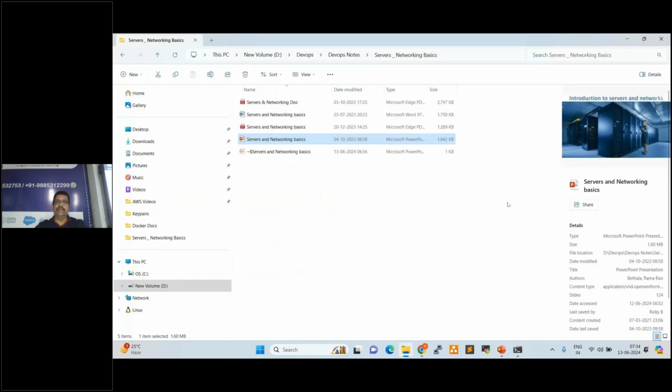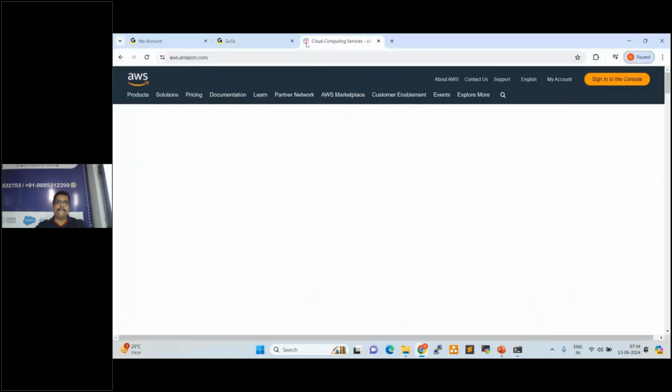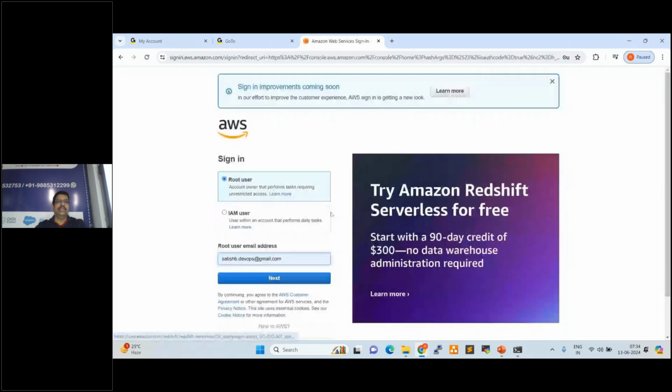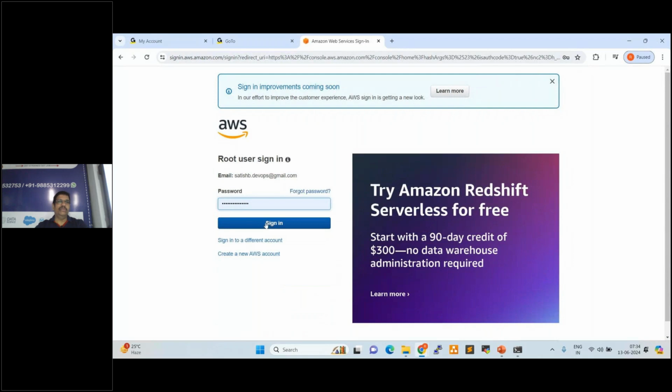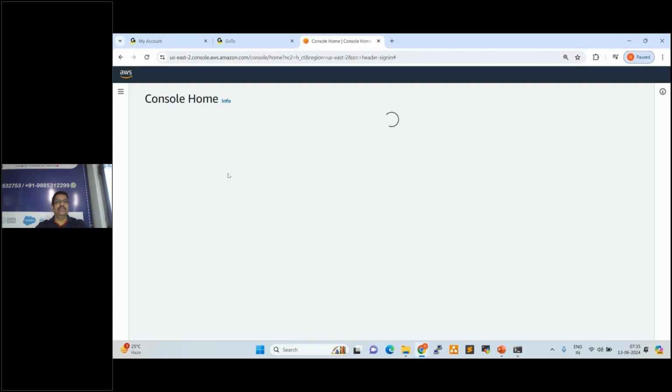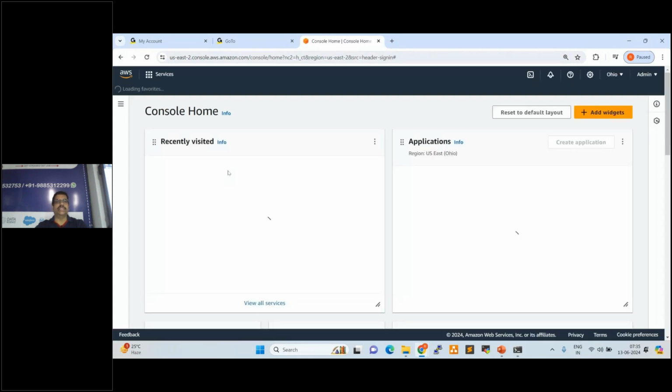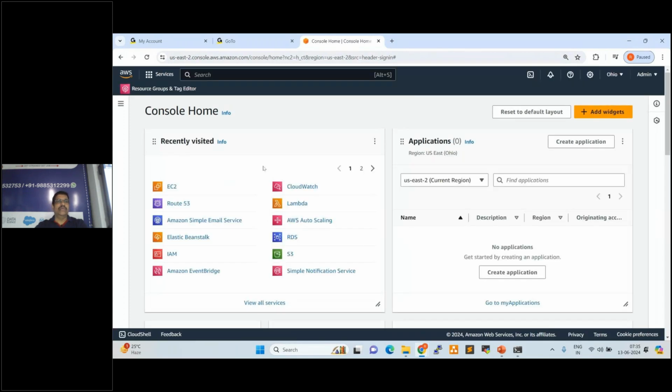IP version 4 and IP version 6. What do you mean by IP version 4 means 8 into 4 means 32 bit. What about IP version 6? Yeah, IP version 6 currently we are not using. Okay. So in the cloud servers also we are not using IP version 6. Maybe going forward, after 2 years, maybe we will use IP version 6.